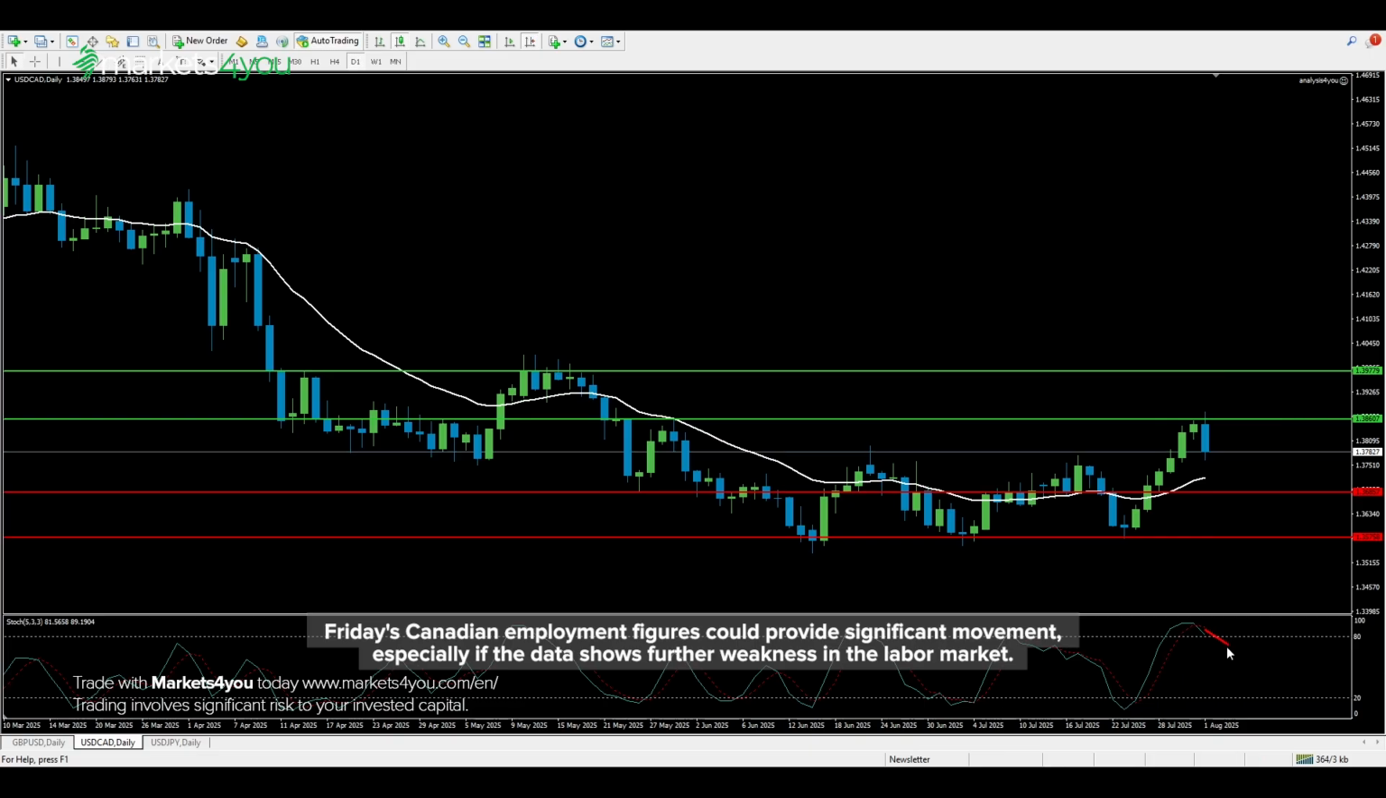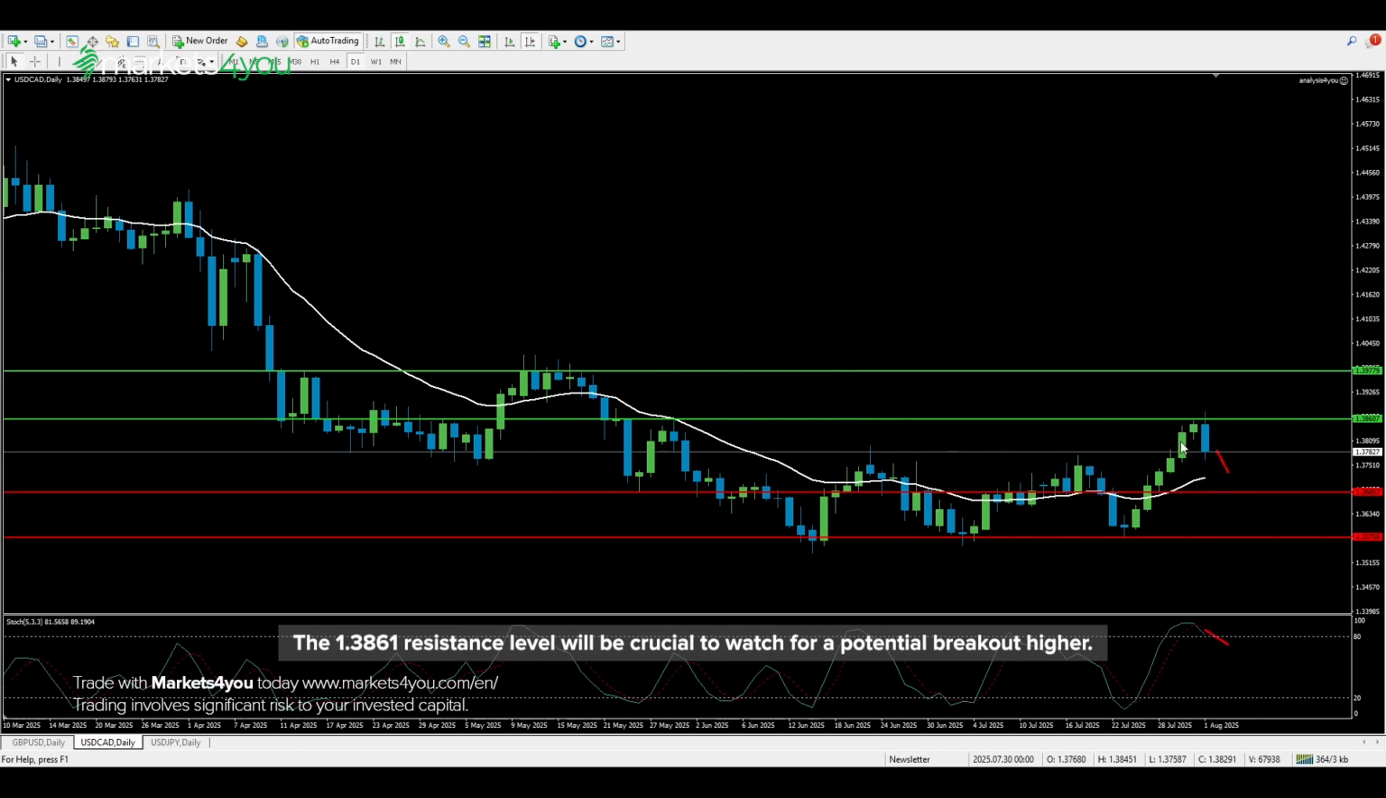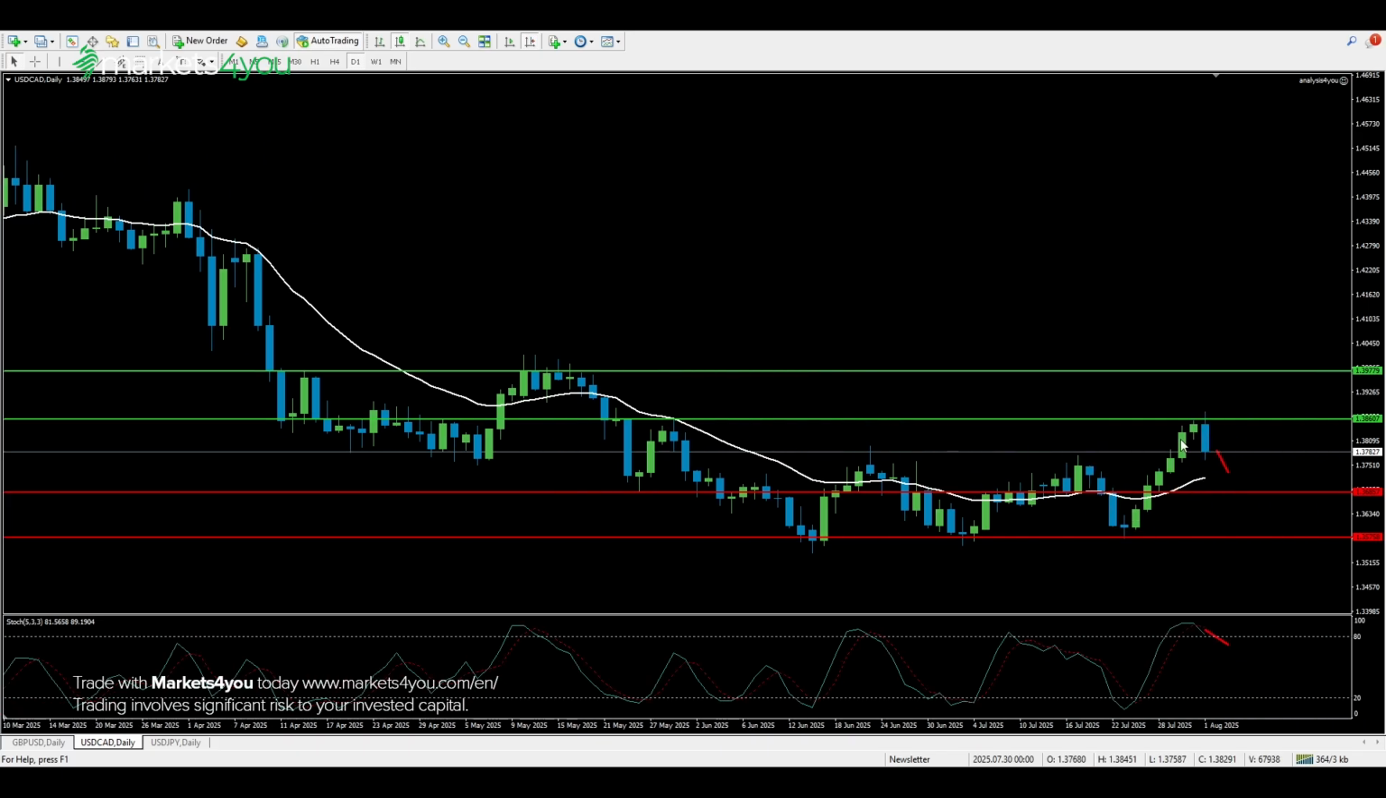Friday's Canadian employment figures could provide significant movement, especially if the data shows further weakness in the labor market. The 1.3861 resistance level will be crucial to watch for a potential breakout higher.